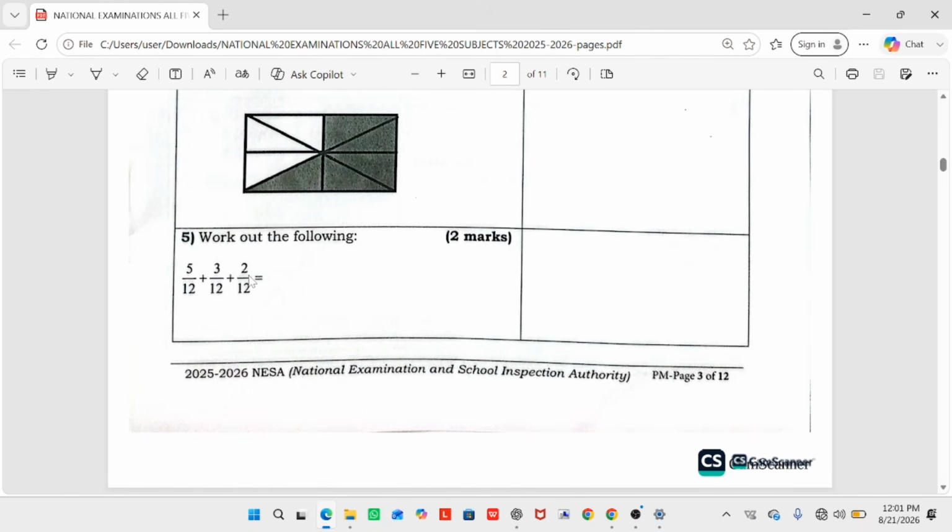So number 4, yes, you see the number 4. Number 5, working out the following. You can also write the exam if you want, and you can also mark yourself. But I will be providing another video showing you about the exam, how we can answer it, making the answers for those questions from this examination.